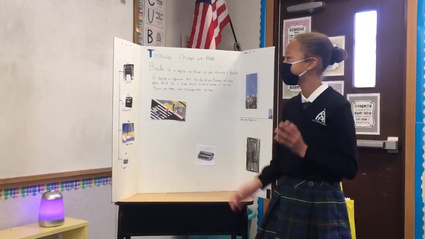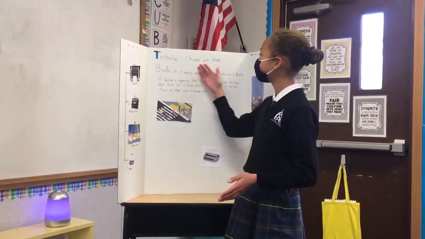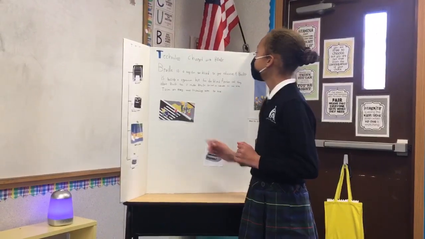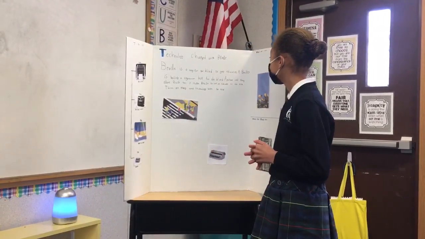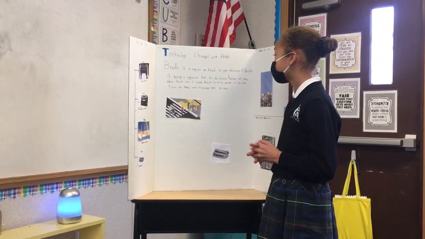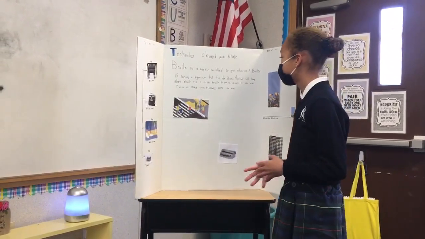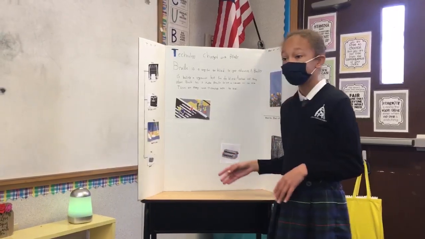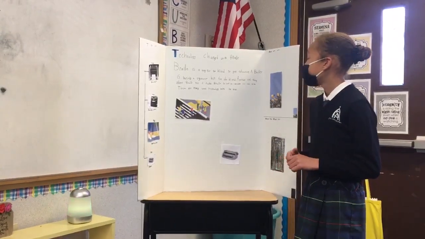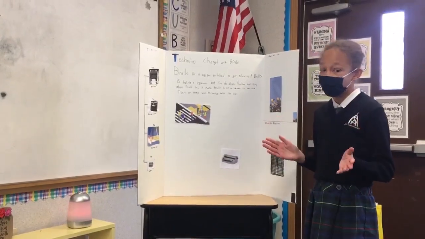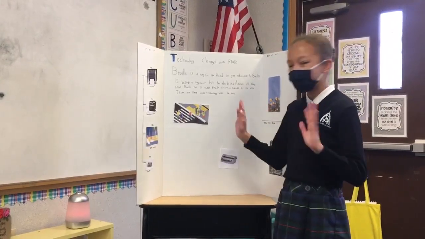Hi, I'm Ava, and today I'm going to be teaching about technology changes with Braille. Braille is a way for the blind to get education. A brailler is basically a typewriter, but for the blind. Another cool thing about Braille technology is called the Braille for Feet. It's basically a sidewalk, but for the blind, so they don't just bump into things.